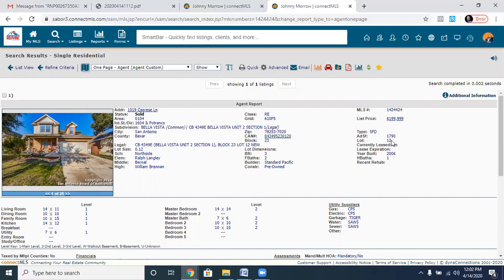This one's at 17.9 and it's listed at 199,999. This should be priced at 200, because anybody searching from 200 to 225 would not see this house. Right.